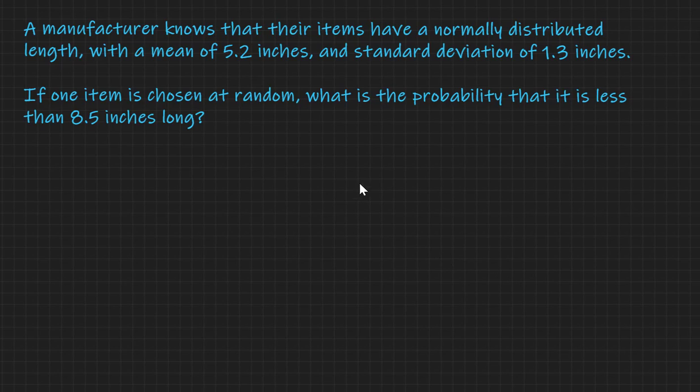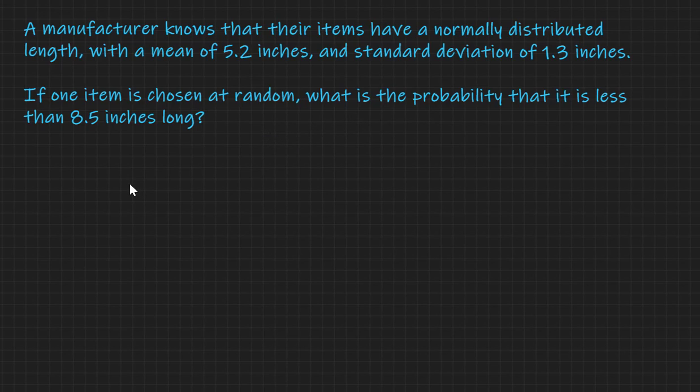In this question, you're asked the following. A manufacturer knows that their items have a normally distributed length with a mean of 5.2 inches and a standard deviation of 1.3 inches. If one item is chosen at random, what is the probability that it is less than 8.5 inches long? So you may be working on a question that has different values, but the setup should be essentially the same.